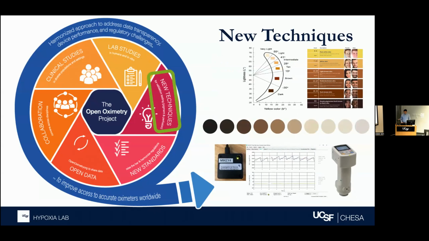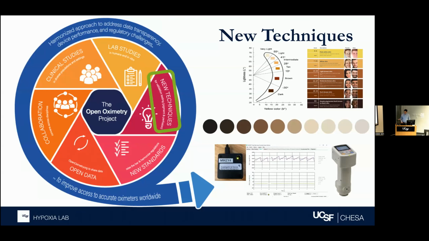We're also developing new techniques, and one of our objectives is to standardize the way skin pigment is defined for the purpose of research. There are many techniques for measuring skin color, and this is not standardized, which leads to a lot of challenges surrounding this research. On the right, we can see just some of the scales being used, and we're incorporating these into our studies.